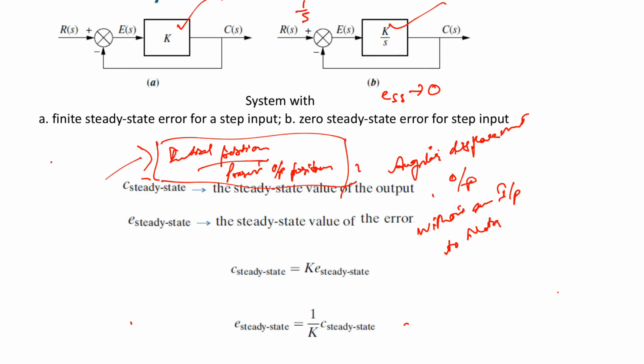So a system which uses the motor in the forward path can have zero steady state error for the step input. It means a system having the integrator in the forward path has zero steady state error for the step input. So we have examined two cases qualitatively to show how the system can be expected to exhibit various steady state error characteristics depending upon the system configuration.